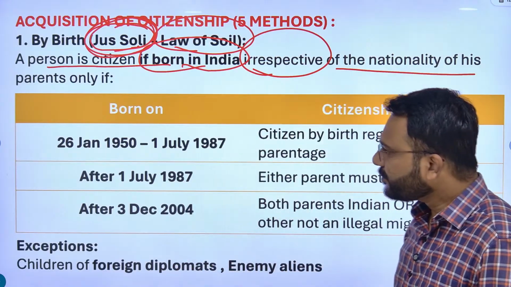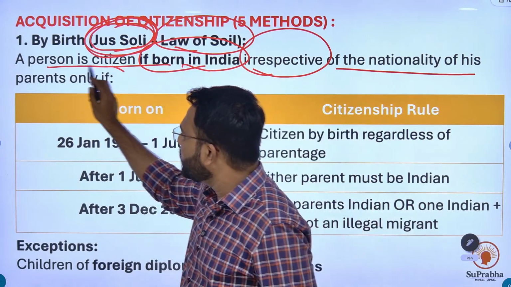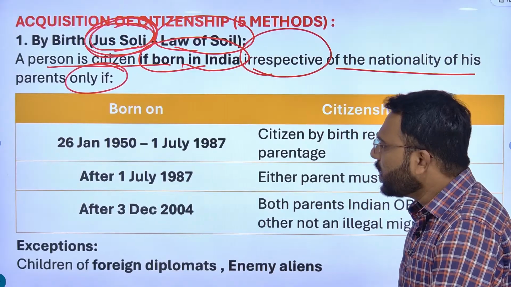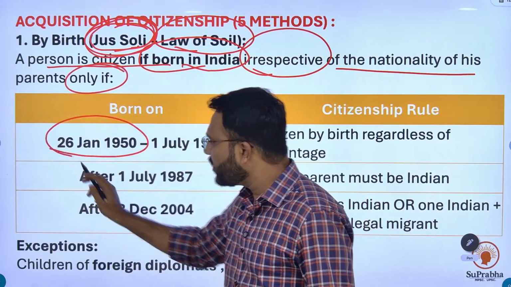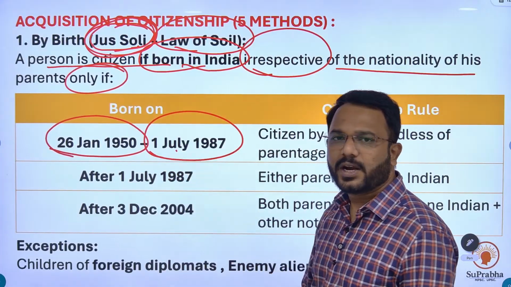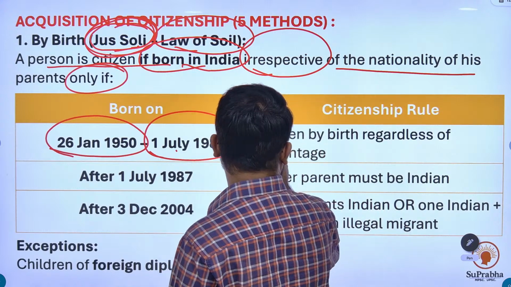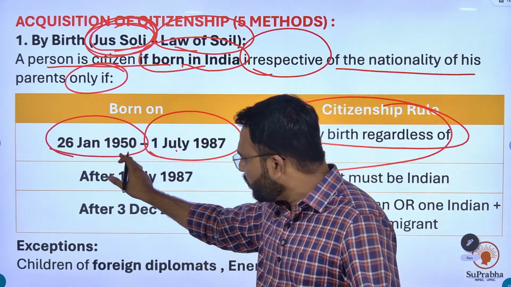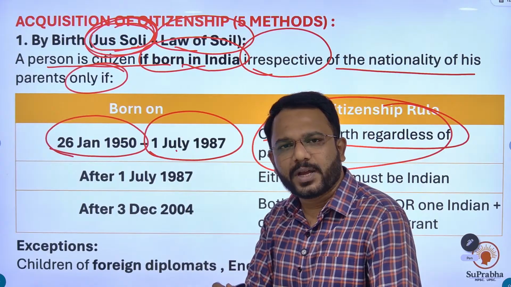Fine, but in the Citizenship Act, we have some conditions in our Indian context. If a child is born on the soil of India, he would be granted citizenship. If he is born between 26 January 1950 and 1st July 1987, he would be granted citizenship as a citizen by birth regardless of his parentage. So if a child is born between these years and his parents are not citizens of India, he would still be granted citizenship.